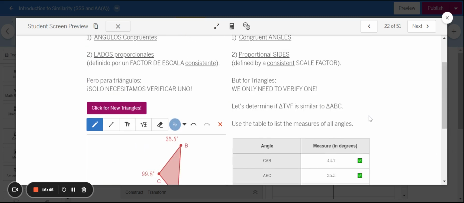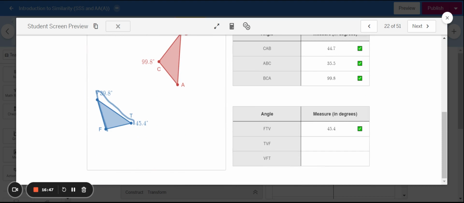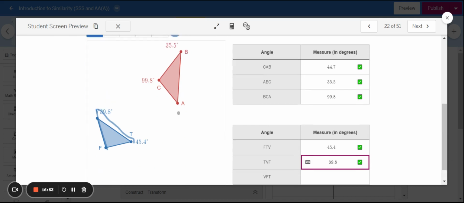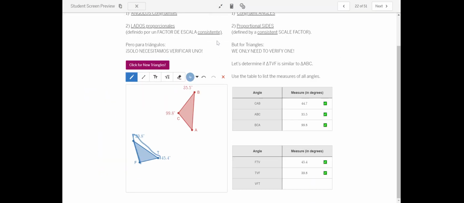TVF. Yep, TVF looks like it's 39.8. And the last one is VFT, which is down there. It's the one we do not have. So I'm going to use the calculator, 39.8, 45.4. And that calculator gives me 94.8.